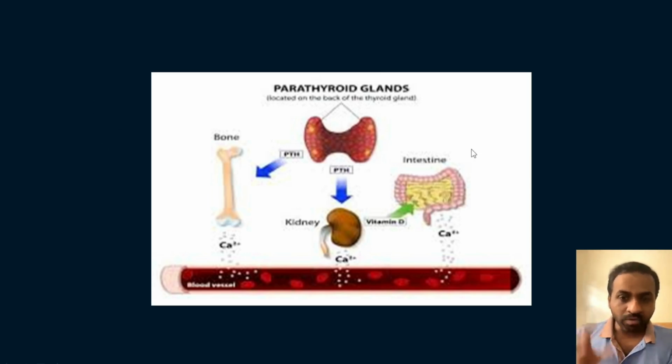Okay, so what will happen if there is increased parathormone secretion, that is hyperparathyroidism? There will be an increased calcium level in the blood, and there will be increased absorption of calcium from the bone, from the kidney and from the intestine.